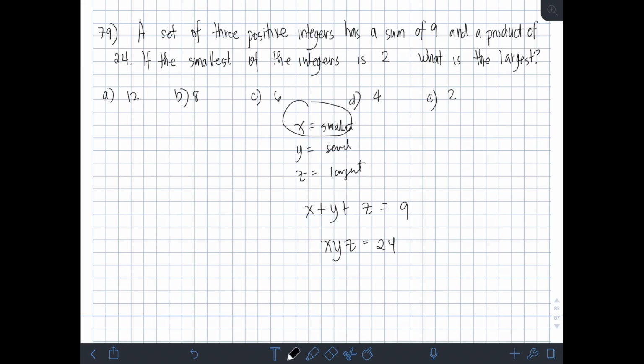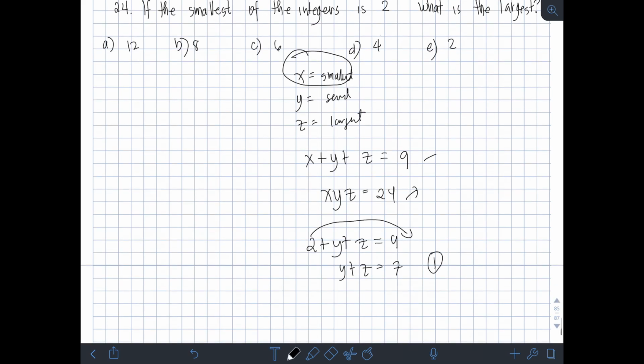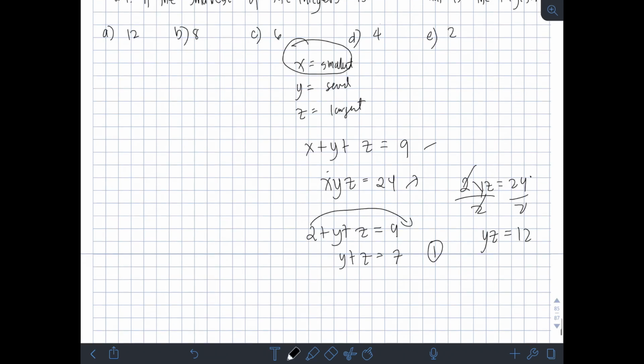If the smallest of the integers is 2, what is the largest? So, itong smallest natin na x, pwede nating palitan ng 2, kasi yun daw yung value niya. So, dito sa equation 1, magiging 2 plus y plus z equals 9. Or, transpose ko si 2, y plus z is equal to 9 minus 2 or 7. Equation 1. Then, dito rin sa second equation, palitan ko yung x ng 2. 2yz is equal to 24. Divide both sides by 2. Yz is equal to 24 divided by 2, 12. Equation 2.